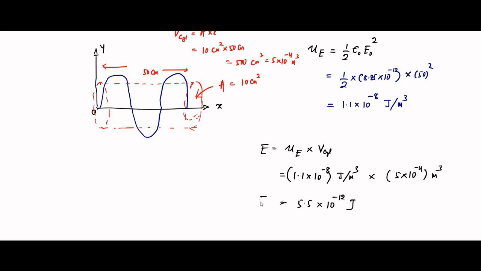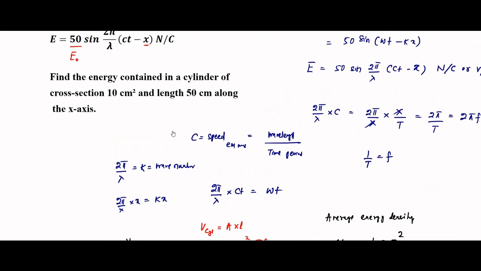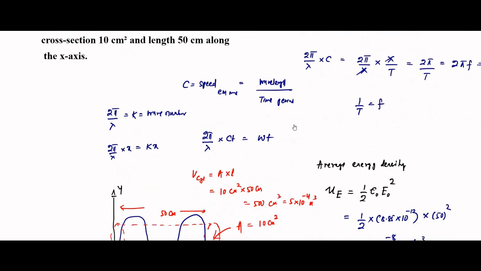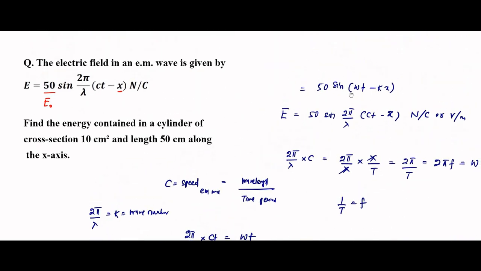So this is the energy content of this imaginary cylinder of cross-sectional area 10 centimeter square, length 50 centimeter, along the x-axis for an electromagnetic wave with its electric component expressed in terms of this equation. And here is an interesting way of representing the same electric component in different ways, but essentially it will either be in omega t minus kx or kx minus omega t format, in some cases sine, in some cases cos. Okay, so this is the thing.